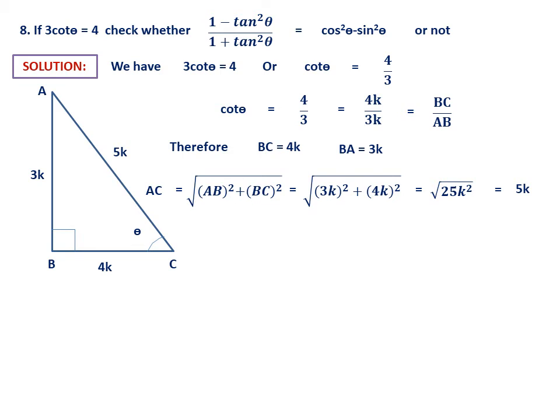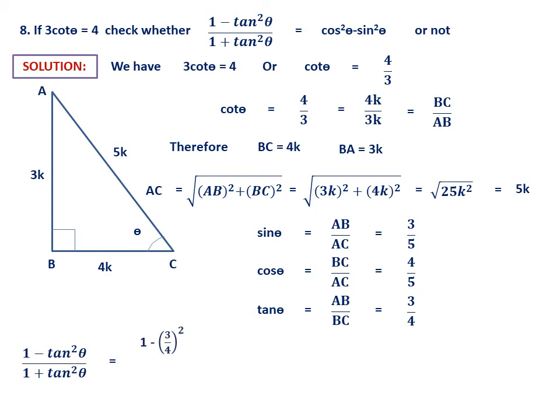Now we have to calculate tan theta, sin theta, cos theta. So sin theta will be AB by AC, that is equal to 3 by 5, and cos theta will be BC by AC, 4 by 5. Of course, K is cancelled. Tan theta will be equal to opposite by adjacent, that is AB by BC, 3 by 4. Now we have to just substitute and simplify. So on the left side we substitute (1 minus tan square theta) by (1 plus tan square theta), right side cos square theta minus sin square theta. Then we have to check whether they are equal or not.